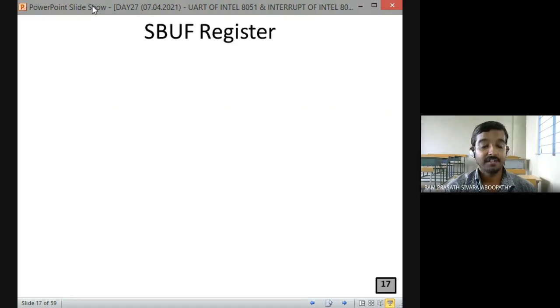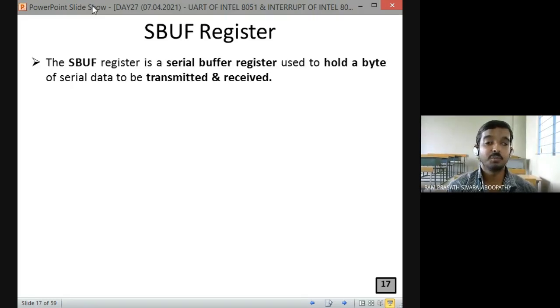Now, the SBUF register. What is the purpose of the SBUF register? It is going to be used to transmit the data as well as to receive the data. As we said, 8051 is a full duplex UART. The SBUF register is a serial buffer register used to hold a byte of serial data to be transmitted and received. The 8-bit data we transmit is put into SBUF, and the 8-bit data that is received also comes in SBUF.